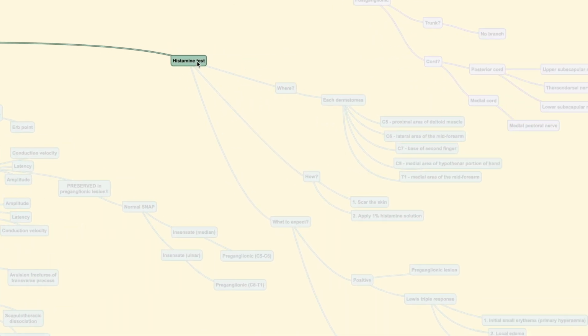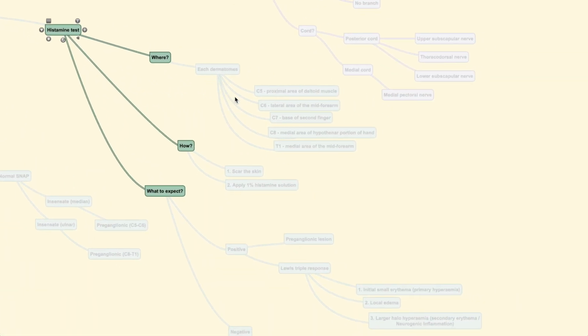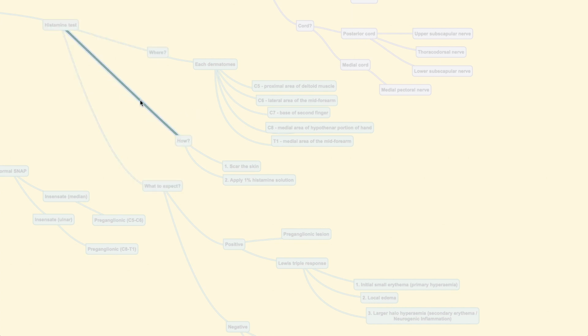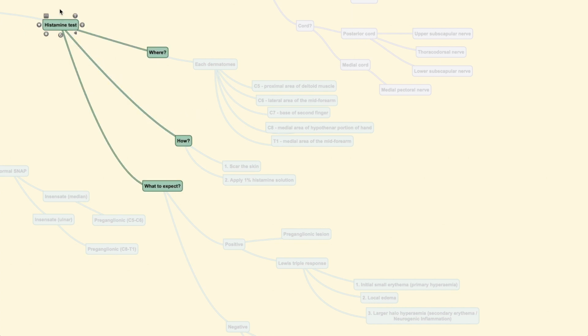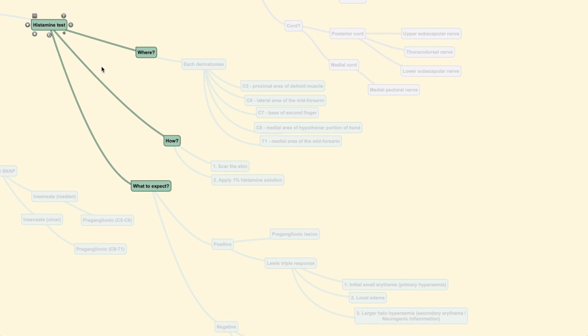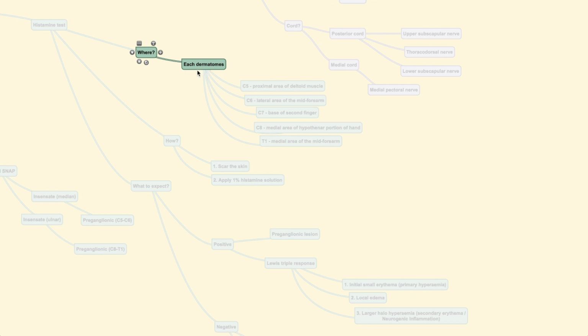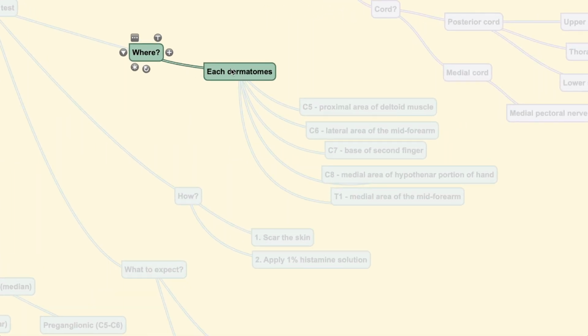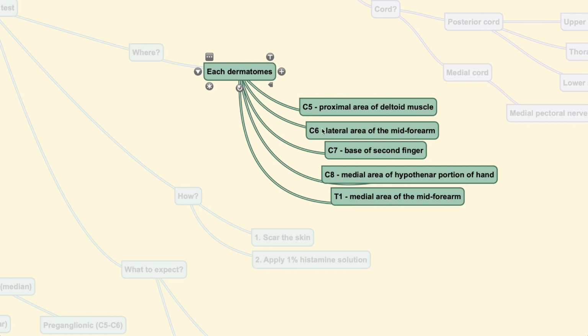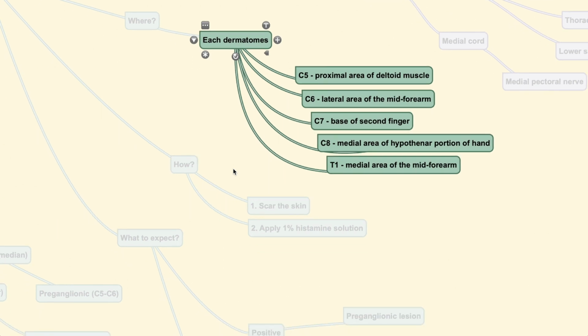Now, the histamine test is very much discussed in a lot of textbooks, so you need to get a good grip of what the histamine test really is. So what you do on the histamine test is you do examination on each of the dermatomes that is involved in the brachial plexus, starting from the C5 down to the T1. For each of these dermatomes, there are specific areas where this test is being done.